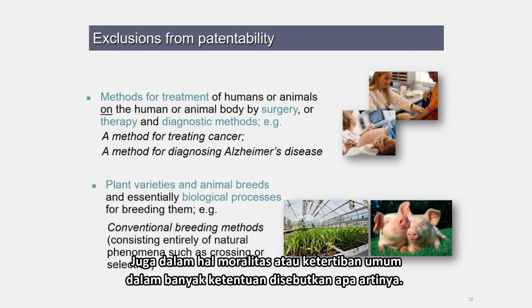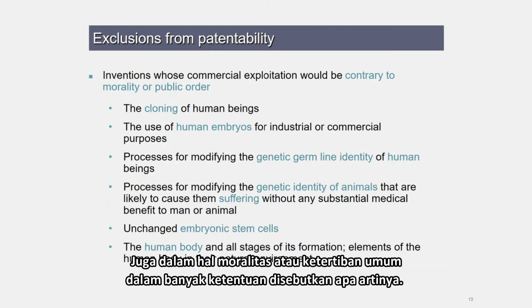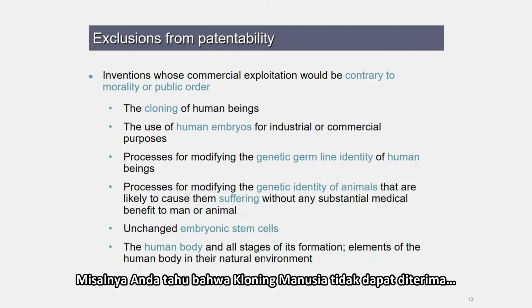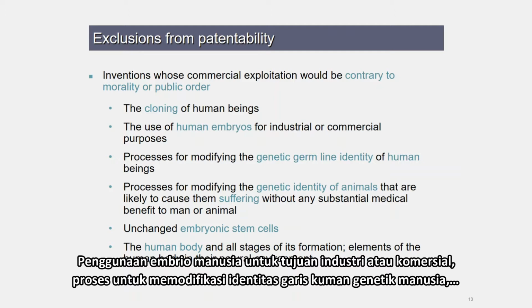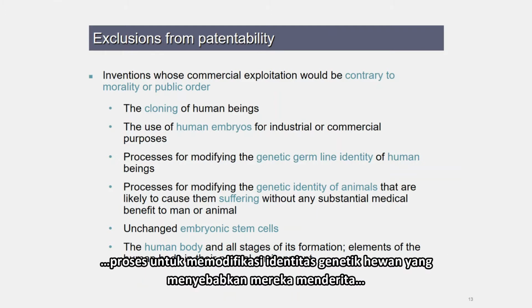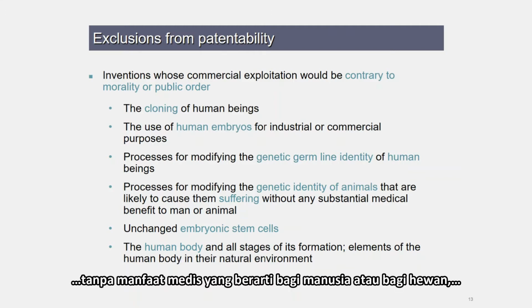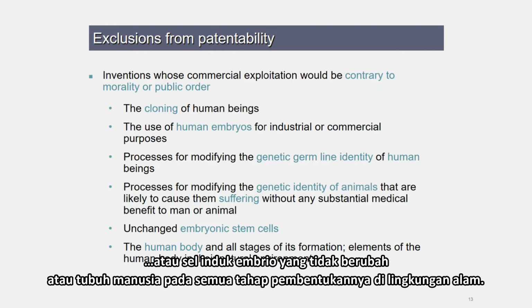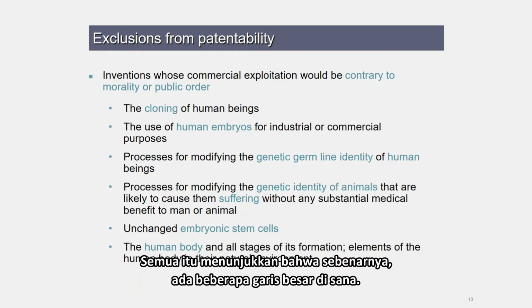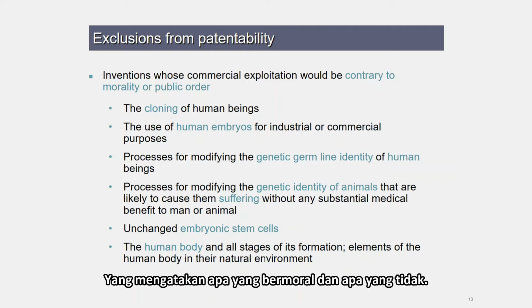Then also, when it comes to morality or public order, in many provisions it is said what they mean. For example, you see that the cloning of human beings is not morally acceptable, so it is not patentable. The use of human embryos for industrial or commercial purposes, processes for modifying the germ line genetic identity of human beings, processes for modifying the genetic identity of animals that cause them suffering without any substantial medical benefit to man or to animal, or unchanged embryonic stem cells, or the human body at all stages of its formation in the natural environment.